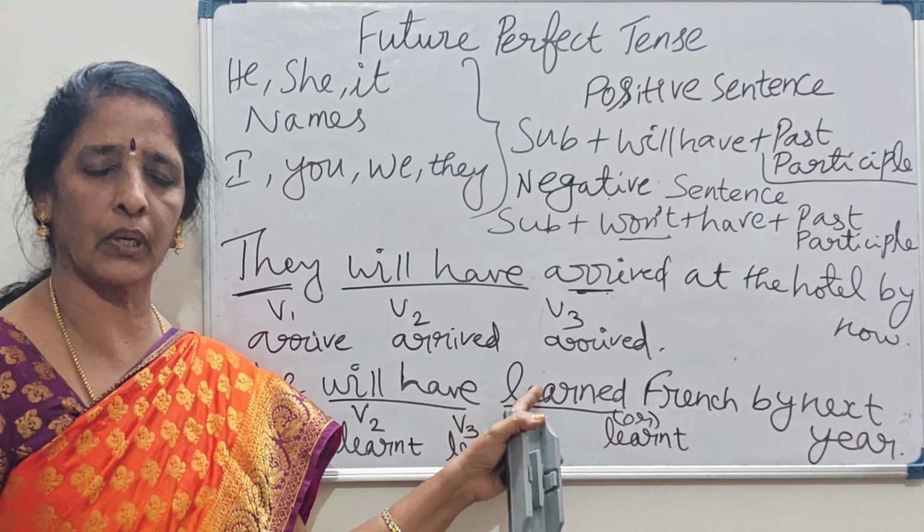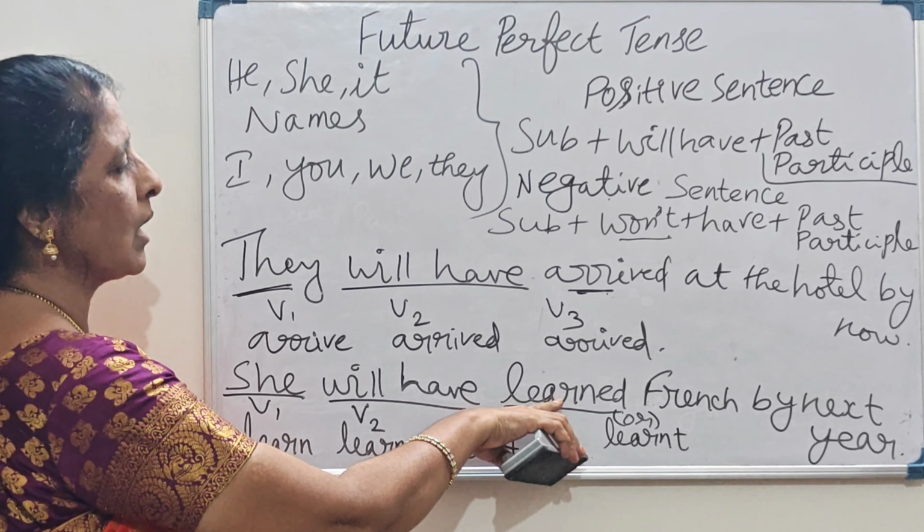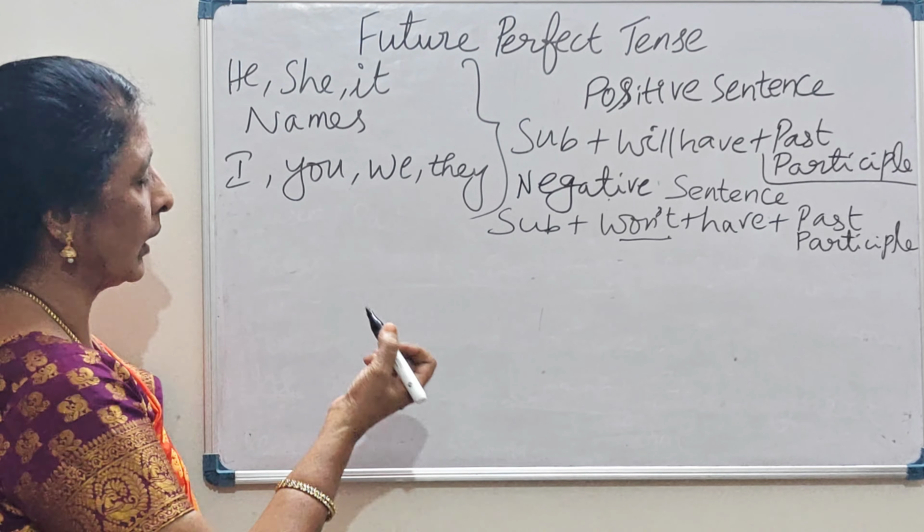Learned is more common in American English. Learnt is more common in British English. Both can be used interchangeably in the text and context. Now, she, the subject, will have learned French by next year. Learned or learnt we can use. This is the past participle.